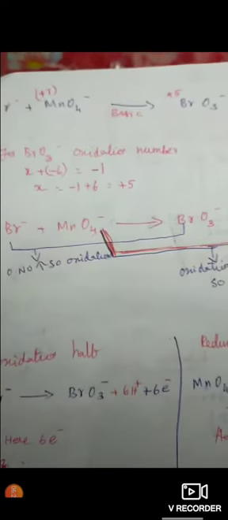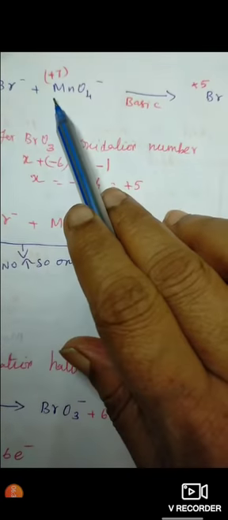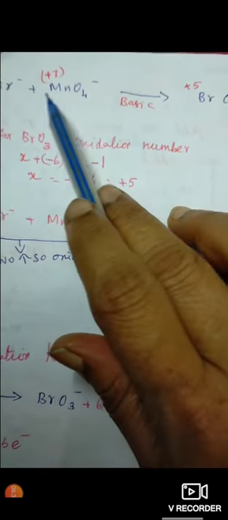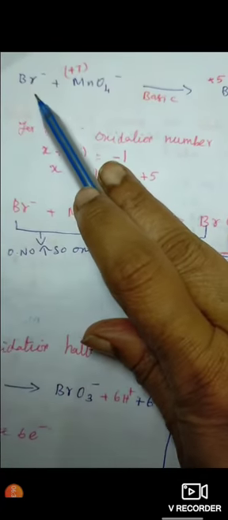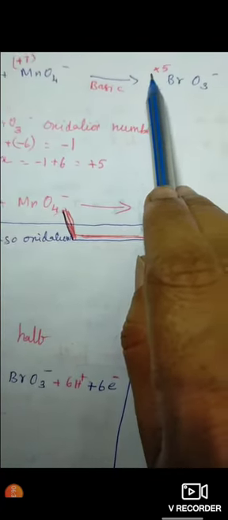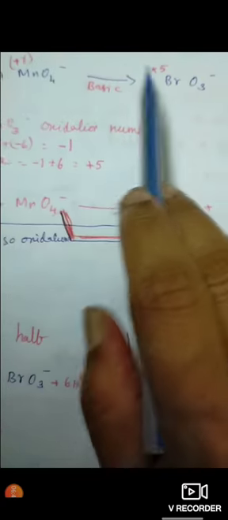Here another example is given. Next one, bromide, Br minus, with manganese oxide, MnO4 minus. This also works in such a way: Br minus is converting into BrO3 minus, plus 5, so that is oxidized. Here plus 7 is converting into plus 4, so it is reduced.